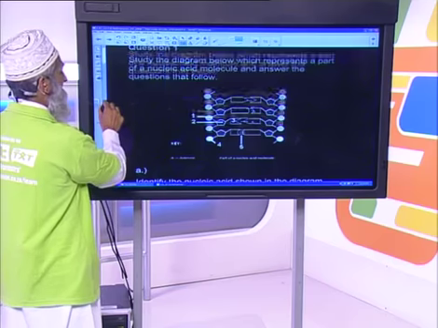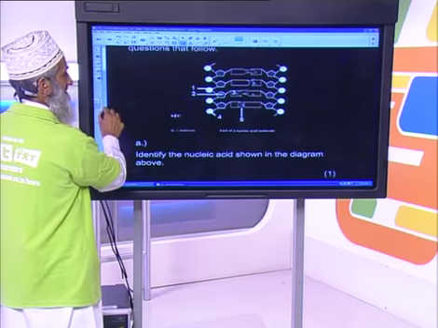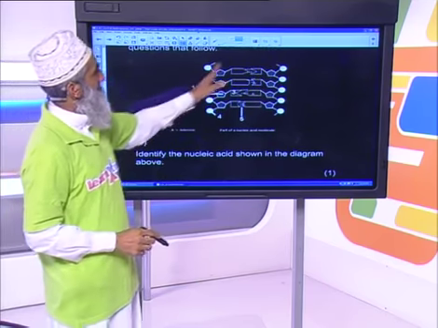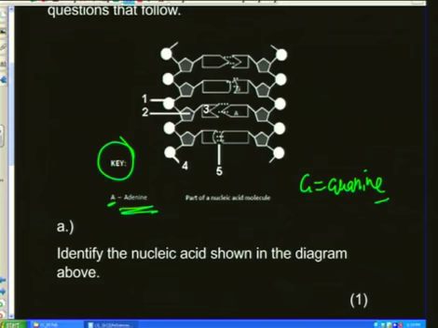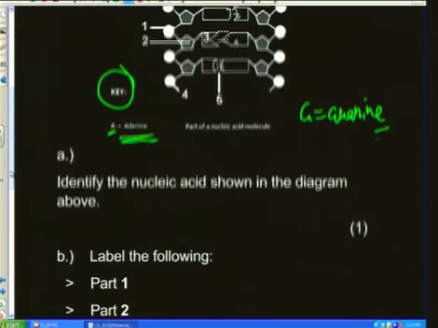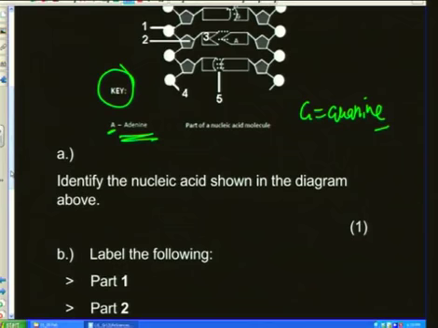Right. So they're giving you a diagram, and they label the given numbers there. And they give you a key as well. And the key says A is adenine, and obviously G is guanine. First of all, they say identify the nucleic acid shown in the diagram above.